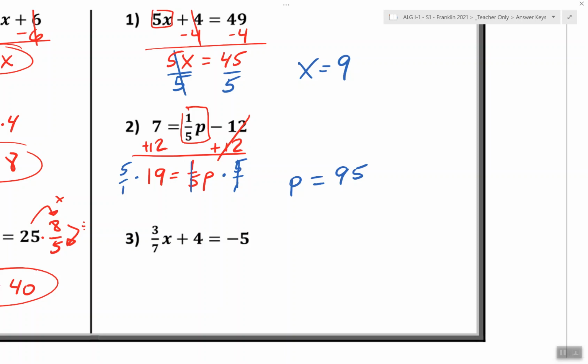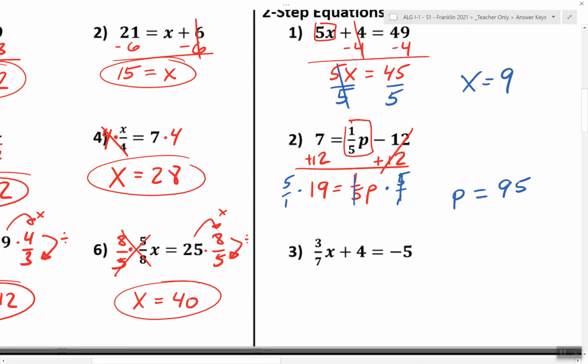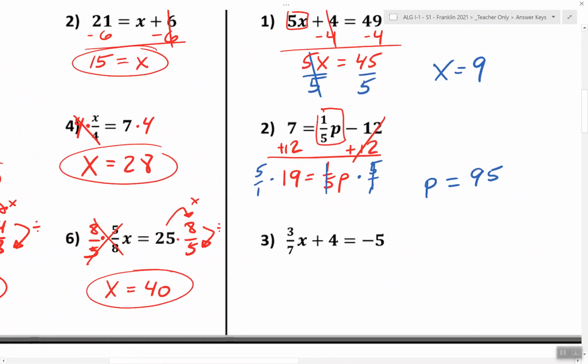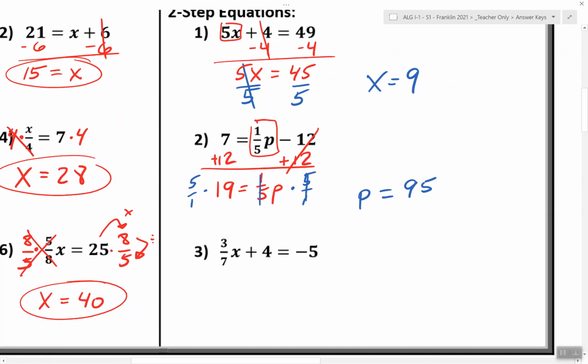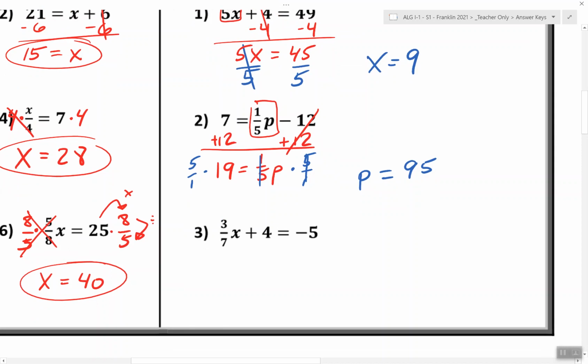Now you might think to yourself, 95 sounds like a big number. All the other numbers I've been getting are fairly small. 28's the biggest so far. So if you're ever not sure of your answer, you should just plug it in for the variable and see if it works. So 95 times 1/5, that's the same thing as 95 divided by 5. That is 19, and 19 minus 12 is 7. So the answer is correct, but if you're ever not sure, you should check it.